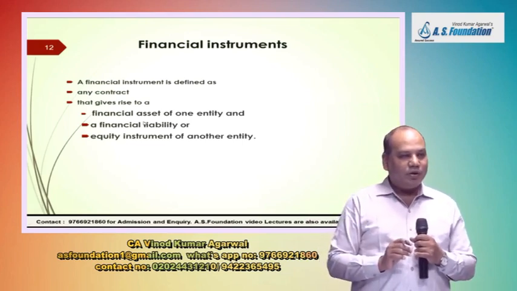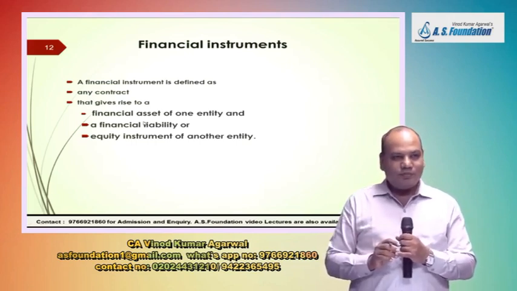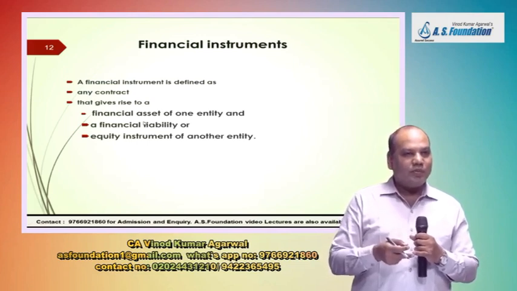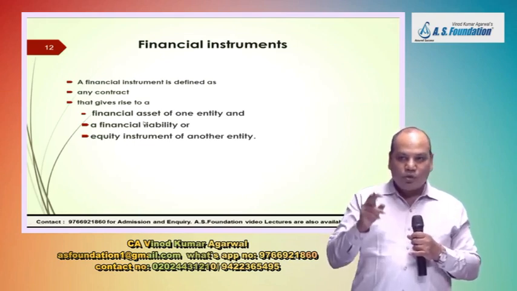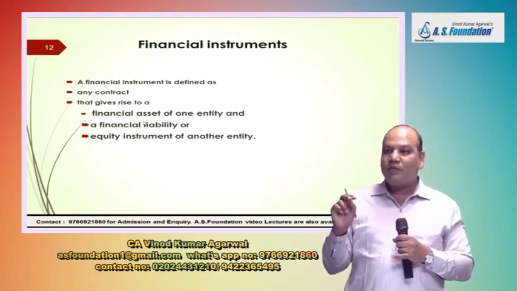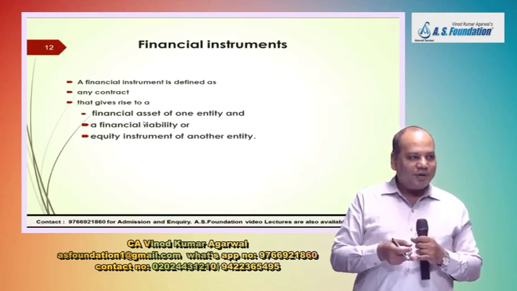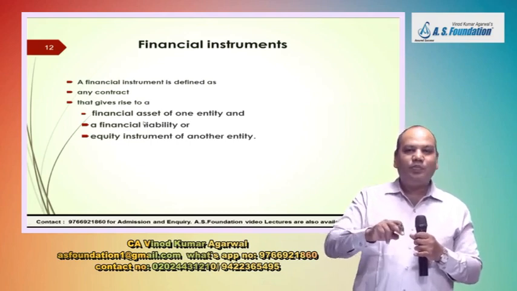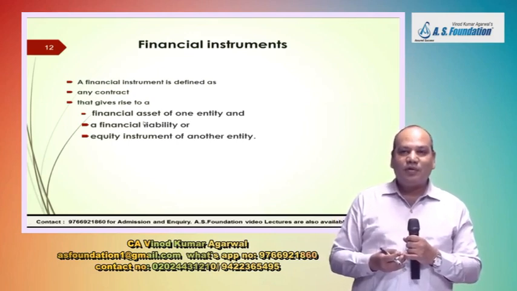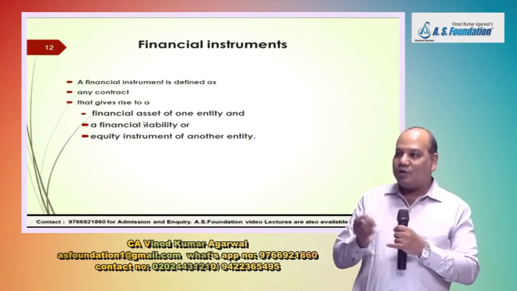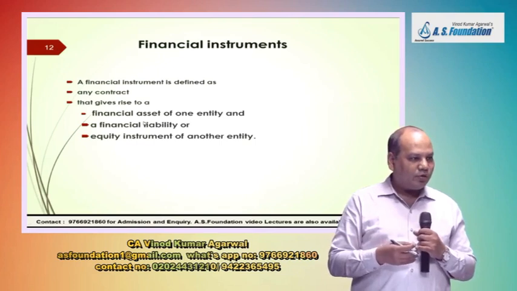So for example, a debenture issued by a company. There are two parties involved now: the company which has issued the debenture and the investor who has invested in that debenture. For the investor, it is a financial asset. For the company, it's a financial liability. A company has issued an equity share. For the investor, it is a financial asset. For the issuing company, it is an equity instrument.